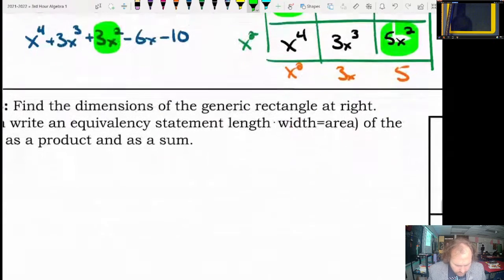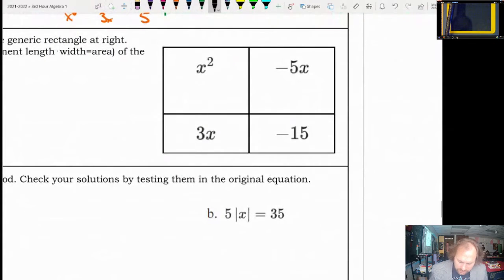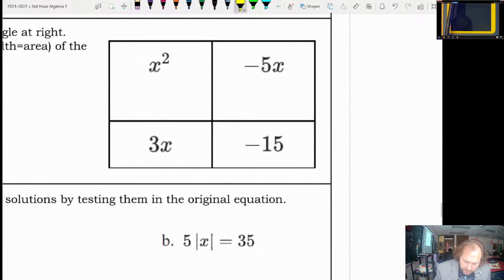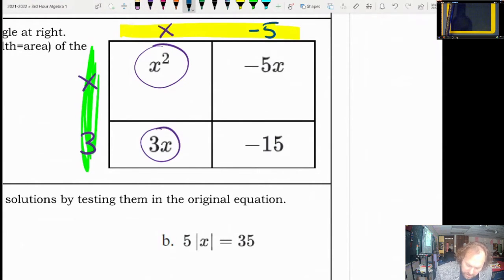Okay, here we go. 383 is going to ask us to actually go backwards this time. They've given us the generic rectangle all filled out, and our job is to figure out what the dimensions are along the side. The good news is that this x squared, there's really only one way to make that happen, is to put an x and an x on either side like that. That kind of unlocks the puzzle for you, because that means that you've got to have a 3 down here to make 3x, and a negative 5 up there to make negative 5x, and then it is confirmed that negative 5 times 3 gives you negative 15. So that is your answer there.